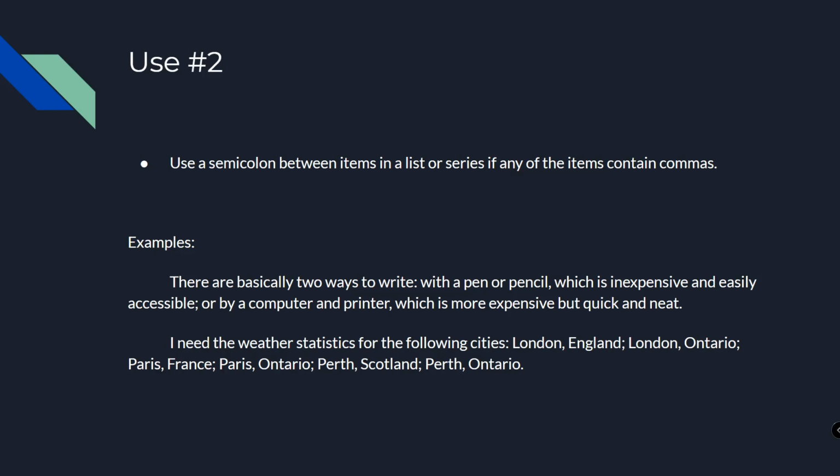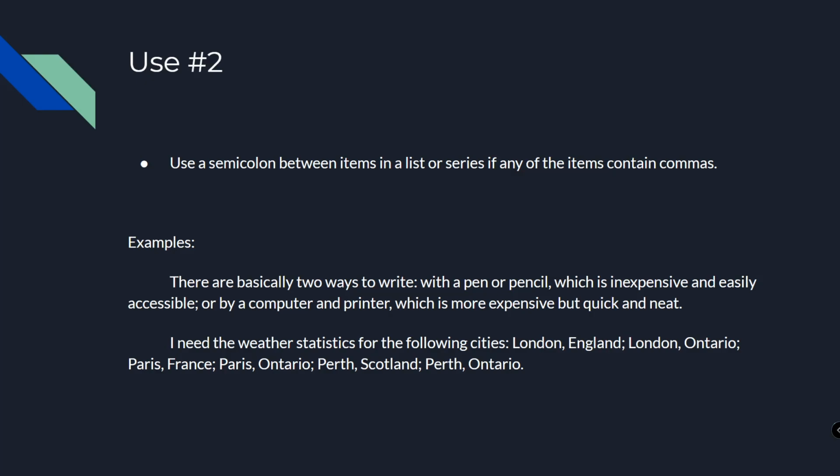Use number 2. Use a semicolon between items in a list or series if any of the items contain commas. An example of this is, there are basically two ways to write: with a pen or pencil, which is inexpensive and easily accessible; or by a computer and printer, which is more expensive but quick and neat. Since you use an appositive, which uses commas in your list, you must use a semicolon to separate the two different ideas in the list.